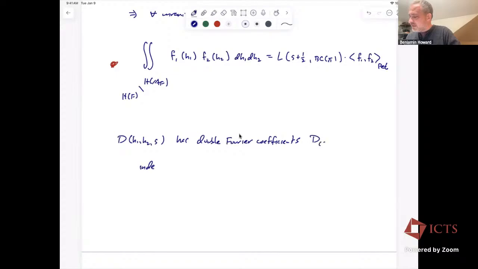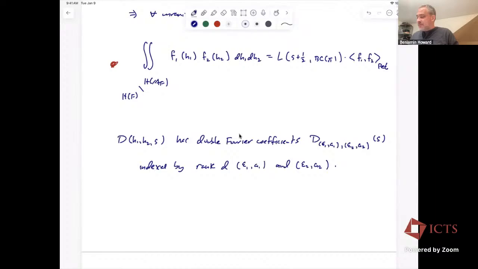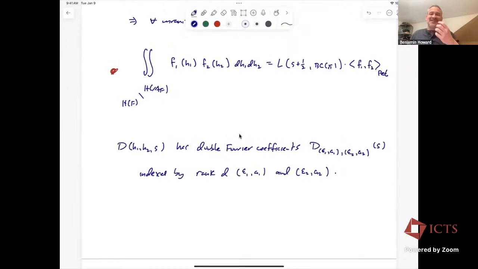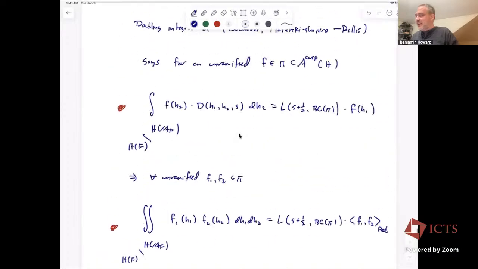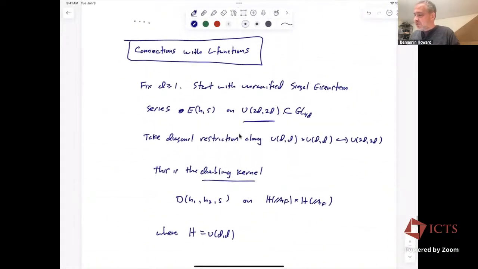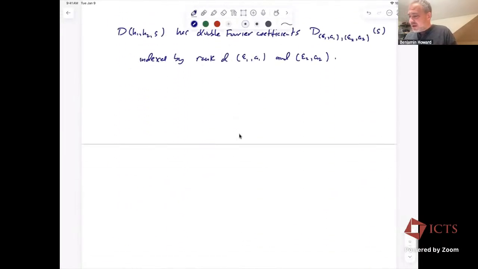So D, E1, A1, E2, A2, S, indexed by rank D Hermitian vector bundles, pairs of them. And you can ask surely these coefficients are related to the coefficients of the Eisenstein series on U2D that gave rise to this doubling kernel. And here's the relation.